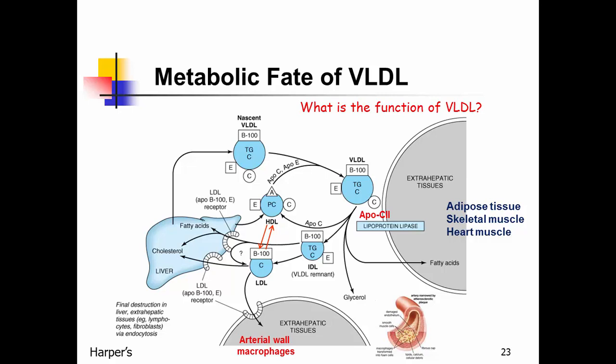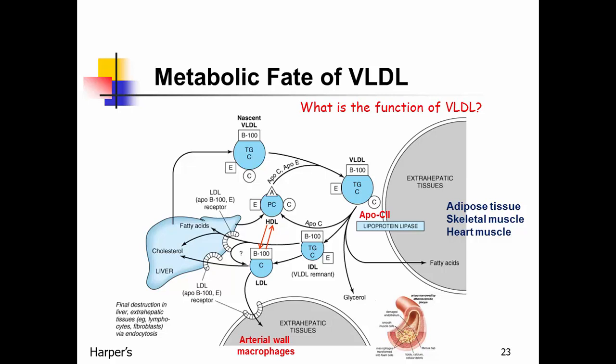releasing fatty acids and glycerol. Fatty acids can be taken up by adipose tissue in the fed condition, re-esterified to triglyceride and stored. If it happens in skeletal muscle, the fatty acids are oxidized for ATP production under the fasting condition, right? And VLDL eventually becomes a VLDL remnant, which is IDL.